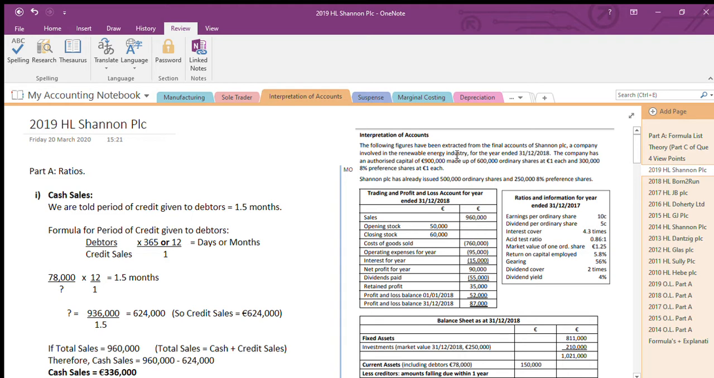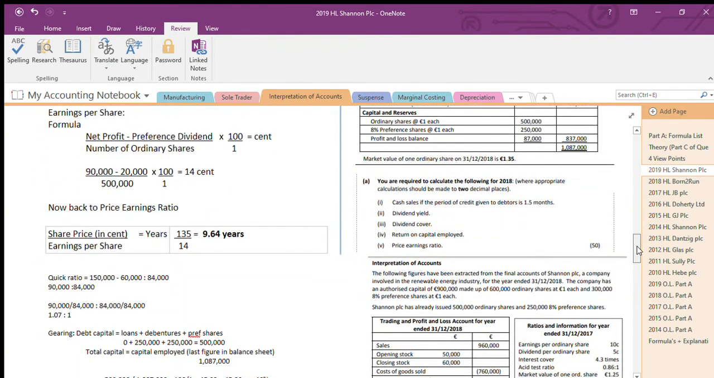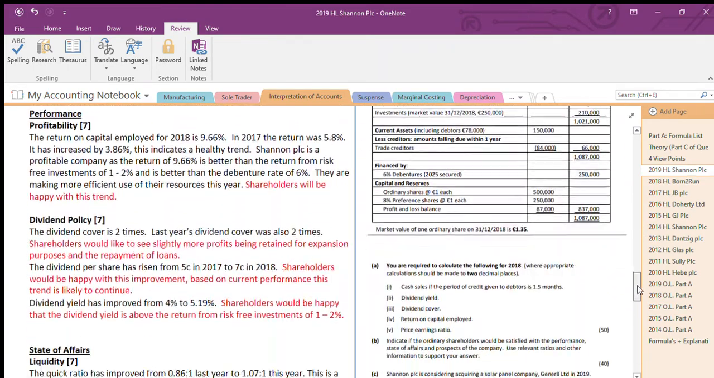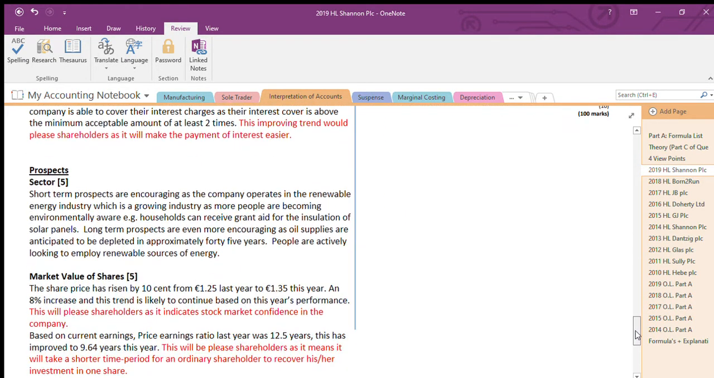Because if somebody's operating in a sector, for example, if I told you this is 2021 and Shannon PLC were an airline company, things aren't looking too well for them. It doesn't matter what their profits were like in the previous couple of years, because they're in the airline industry and the airline industry is struggling at the moment, I have to flag that. So you're just talking from a real life perspective.